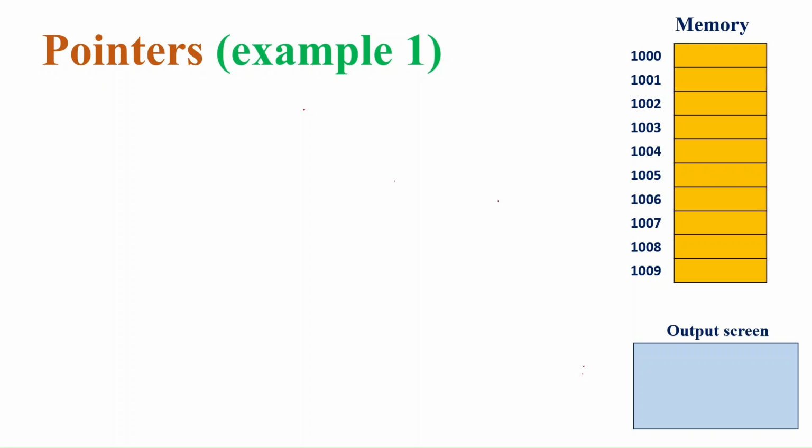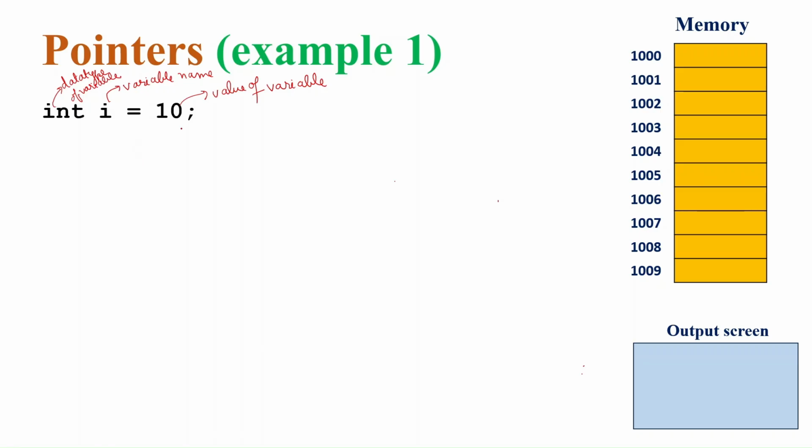In this video, we will learn how pointers work using a simple example. Here in this line, int i is equal to 10. i is your variable name, 10 is the value of the variable, and int is the data type of the variable.